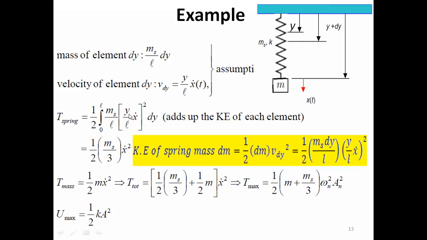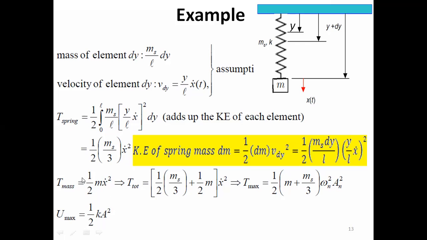And if we integrate this, here we have y square, and if we integrate that, we would have y cube by 3. And when we apply the limits, we would have L cube by L square, and one L would cancel with that one, and this L would cancel with that L. After simplification we would have the kinetic energy of the spring as 1 by 2 ms by 3 x dot square. So this is the kinetic energy of the spring.